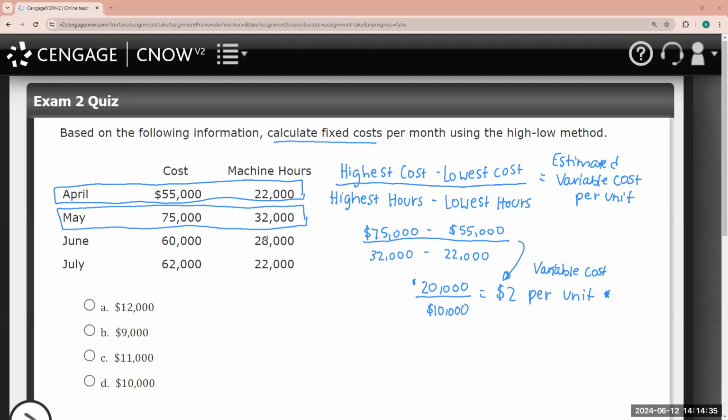Now from there, we'll determine what our fixed cost is. We can use the highest month. In this case, the highest machine hours was 32,000. We know there's a variable cost of $2 per hour, so 32,000 machine hours multiplied by 2 gives us 64,000 variable cost.